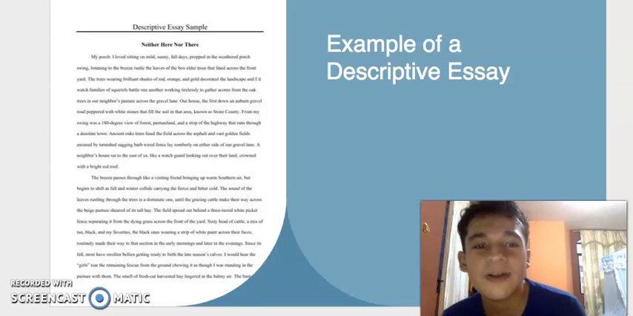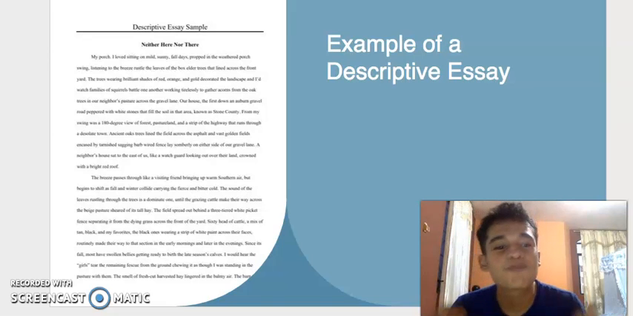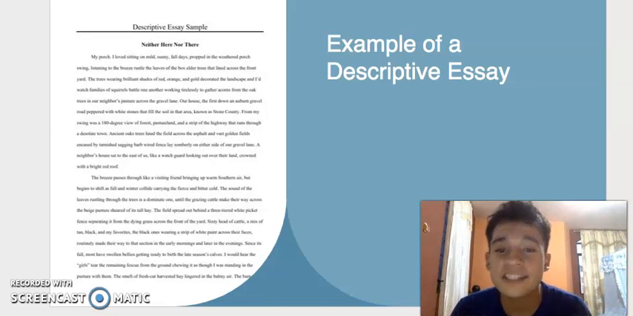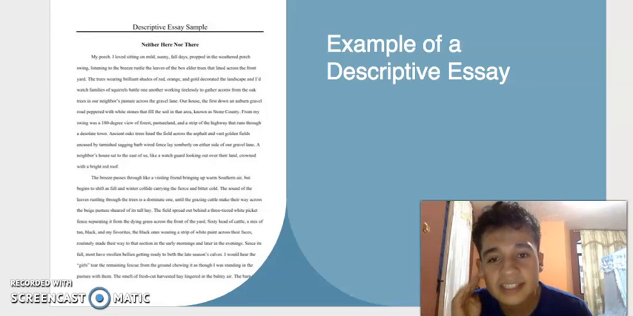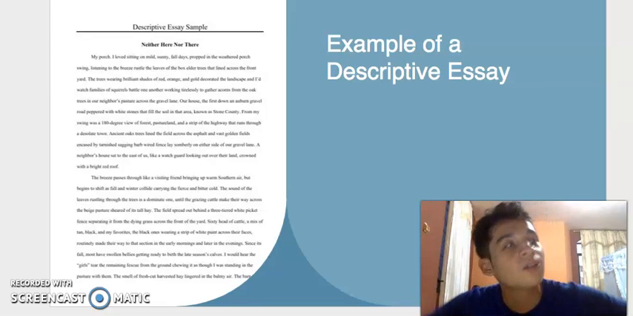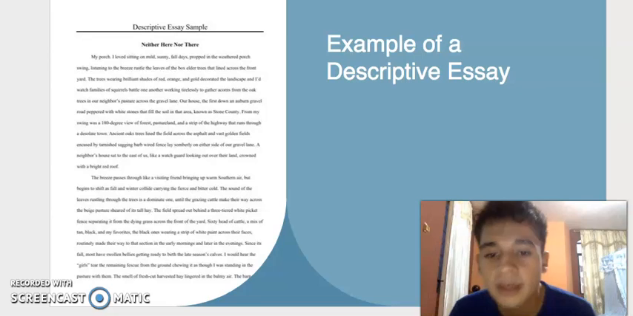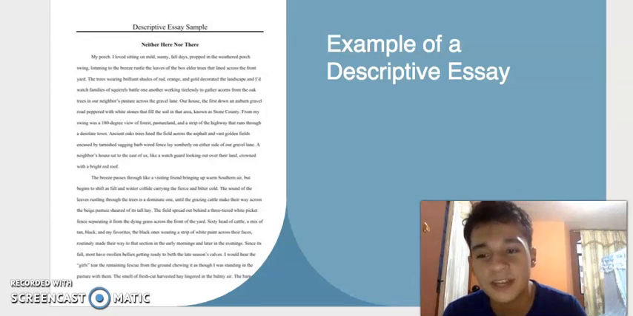Now here is an example of a descriptive essay. This descriptive essay tells us how it is being outside, the surroundings of the writer. For example, the writer in the first paragraph talks about how his porch is very beautiful and how outside is full of trees and the leaves are falling down and winter is nearby. So this is a perfect example of a descriptive essay.